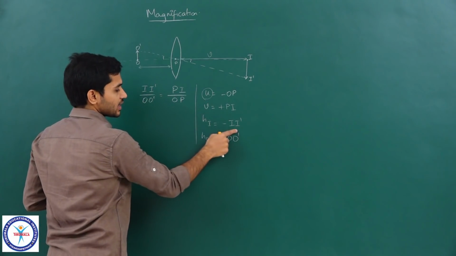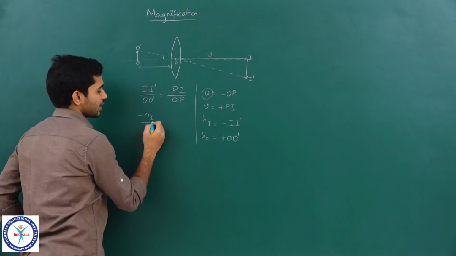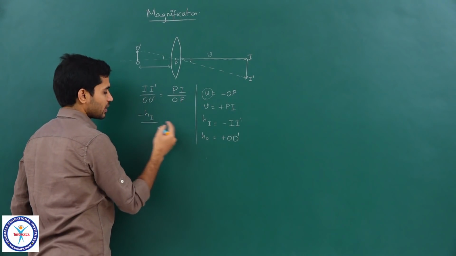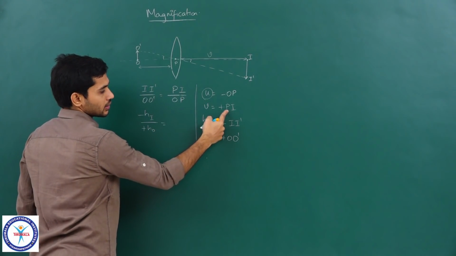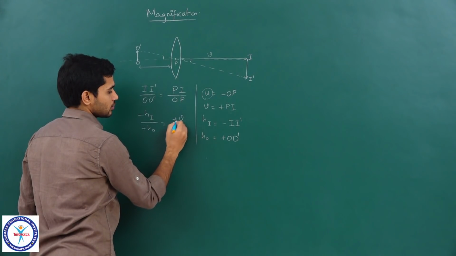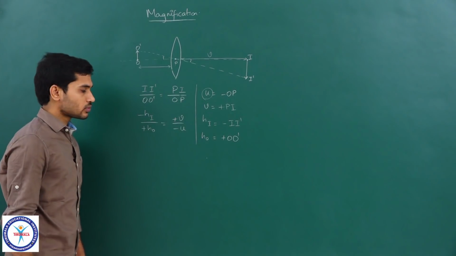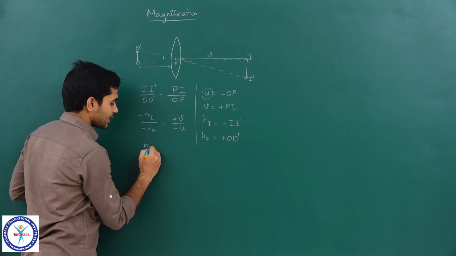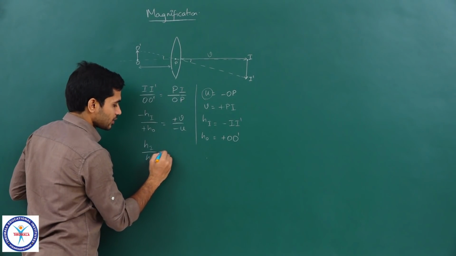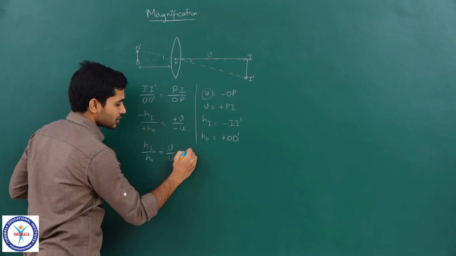So I dash can be taken as minus hi divided by OO dash is plus ho is equal to PI is plus v by OP is minus u, correct. Just simplify this, minus and minus will get cancelled on either side, and I get hi by ho is equal to v by u. So that is it. This would be the final relation which we get.